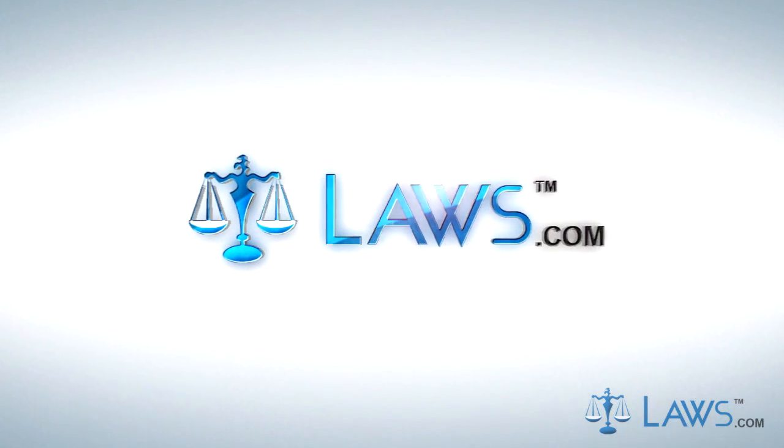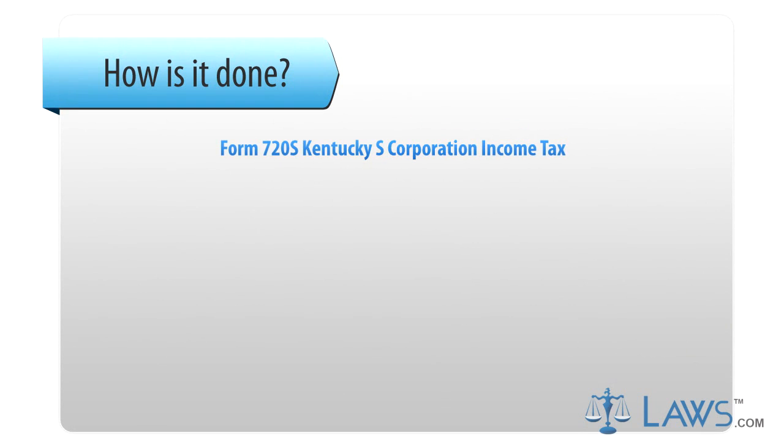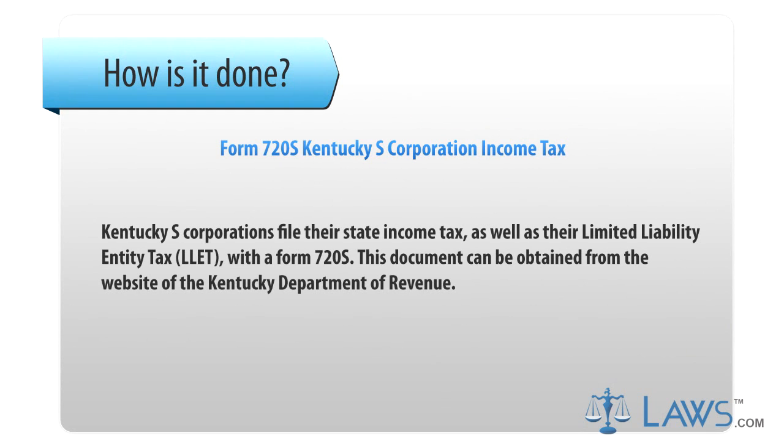Laws.com. Legal Forms Guide. Form 720S, Kentucky S Corporation Income Tax. Kentucky S Corporations file their state income tax as well as their limited liability entity tax, LLET, with a Form 720S. This document can be obtained from the website of the Kentucky Department of Revenue.